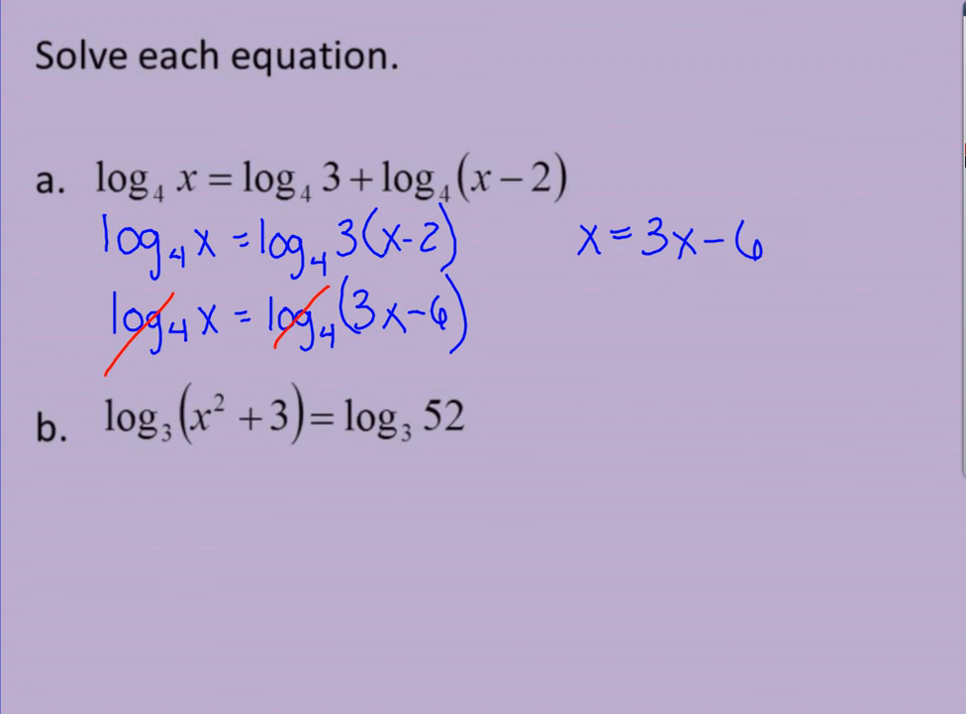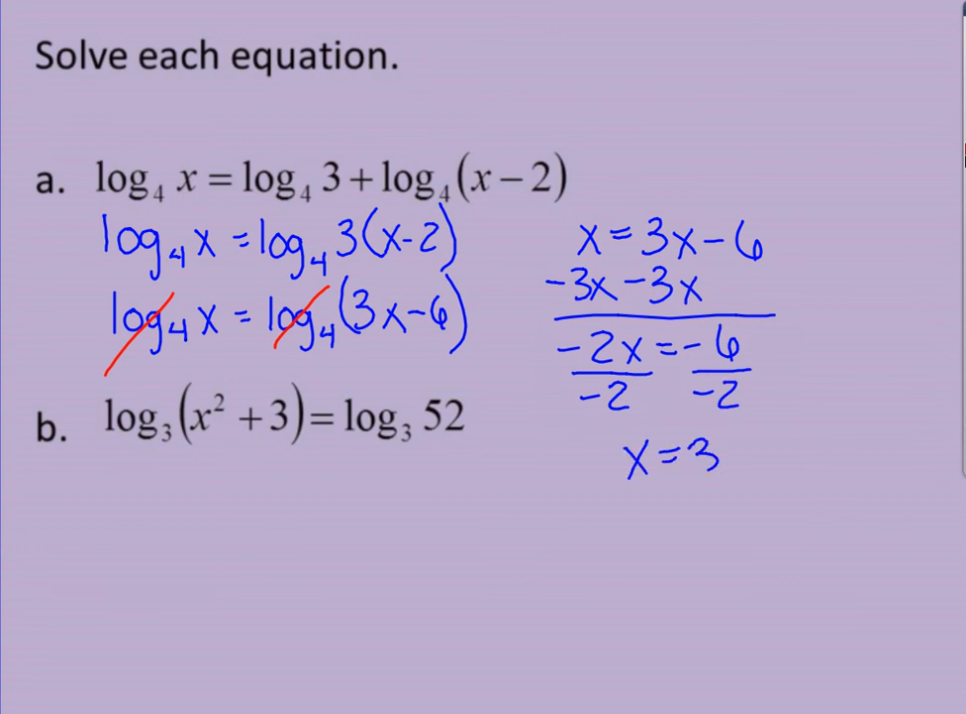Now we're just solving for x. So we're going to subtract 3x from both sides. Now we're going to divide both sides by negative 2. And we're going to get a value of x is equal to 3.